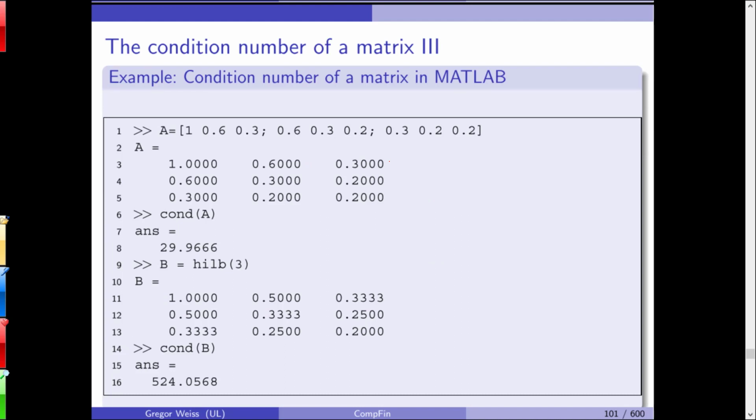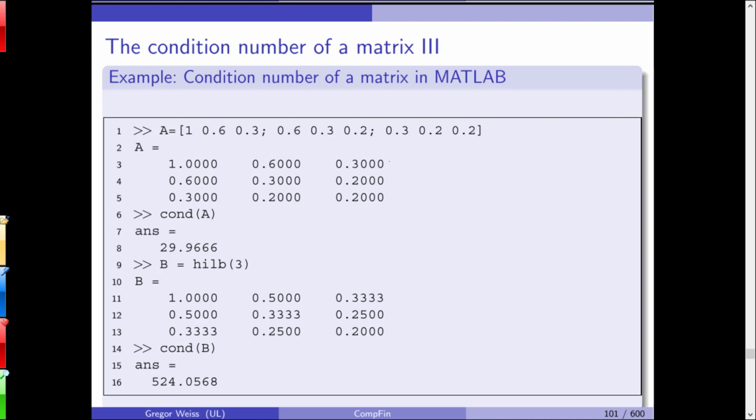A is 1, 0.6, 0.3, and so on. This is a matrix A. cond(A) gives you the condition number in MATLAB. The condition number is 30. Then we take a three-dimensional Hilbert matrix. In the first lecture, we saw that the Hilbert matrix is extremely badly conditioned. Well, the condition of B is 525. The matrix looks harmless at first, but the condition is completely different.